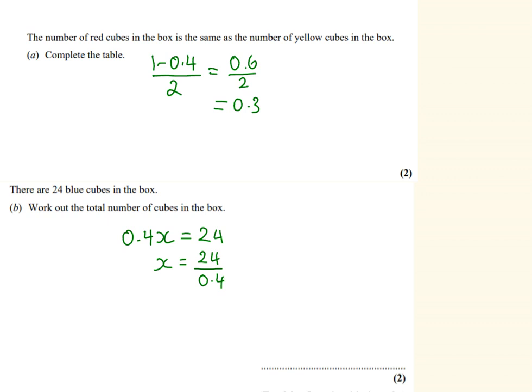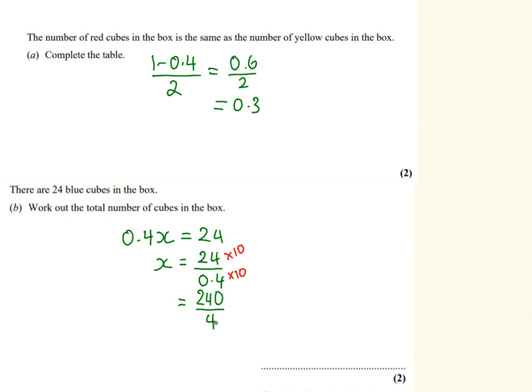Remembering obviously this is a non-calculator paper, so we're going to have to use a non-calculator method to do this division by a decimal. And a nice way to do that is just to get yourself an equivalent fraction where your denominator is no longer a decimal. So I'm just going to times that by 10. And whatever I've done to the denominator, I do have to do to the numerator. So we get 240 over 4.